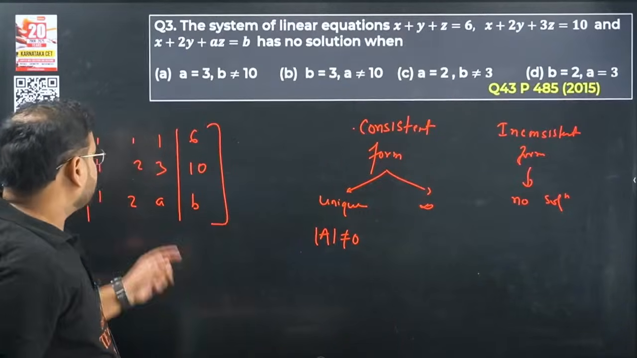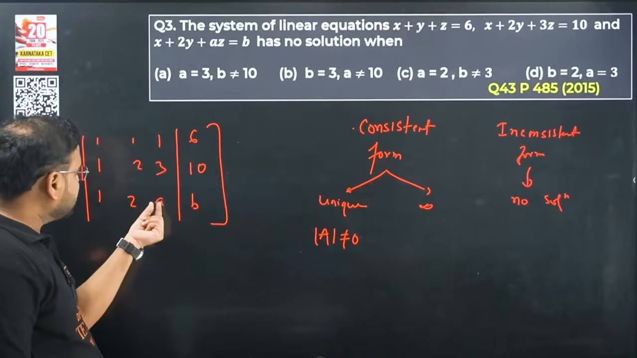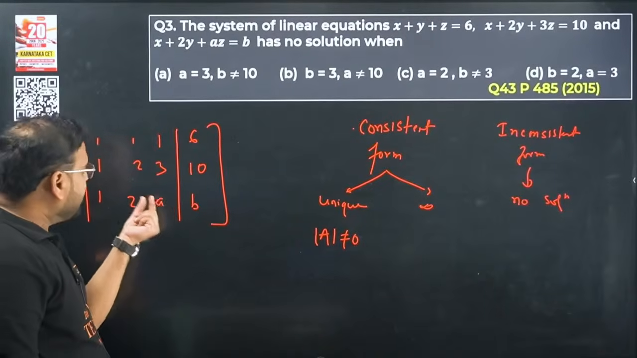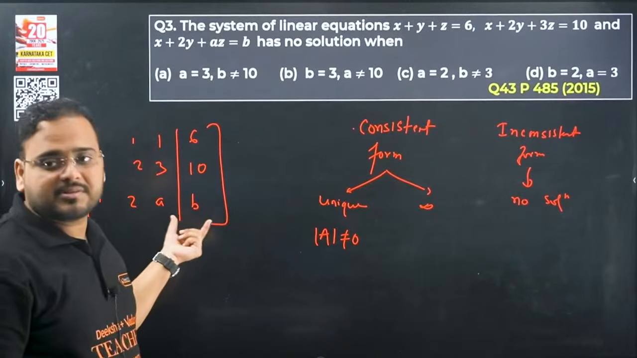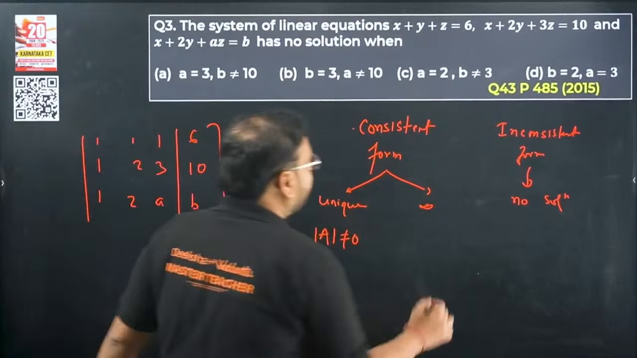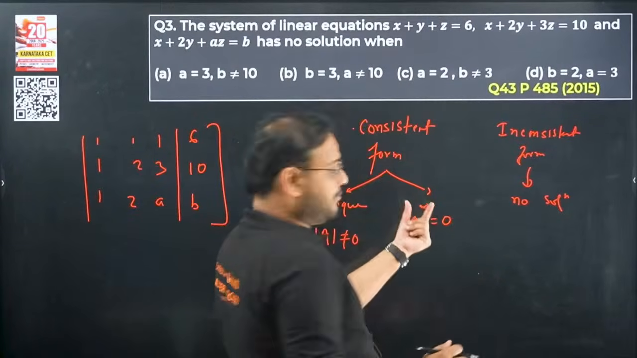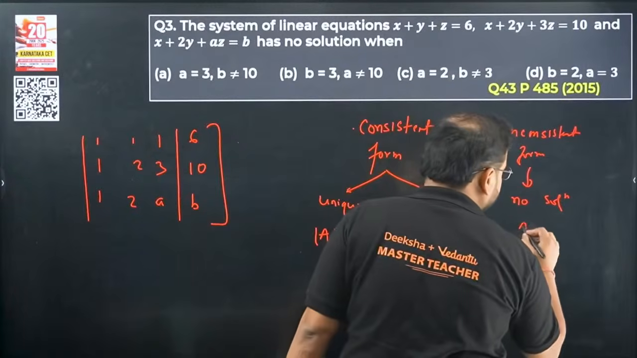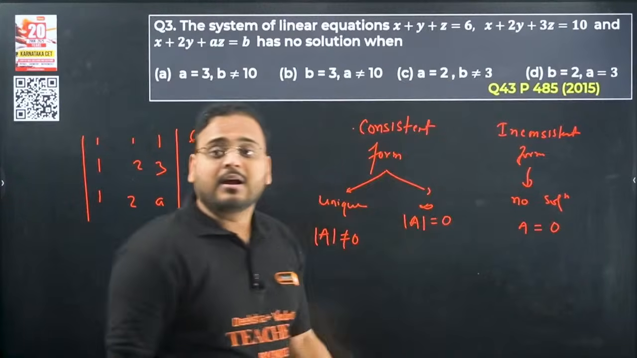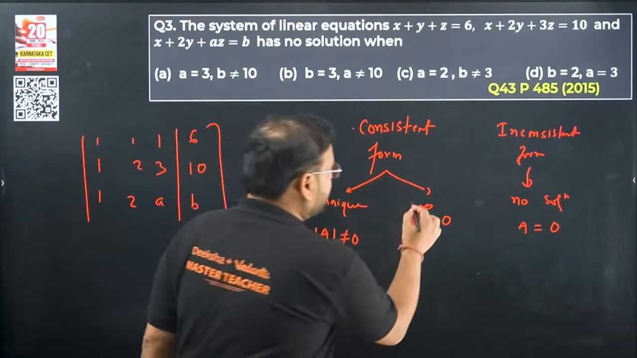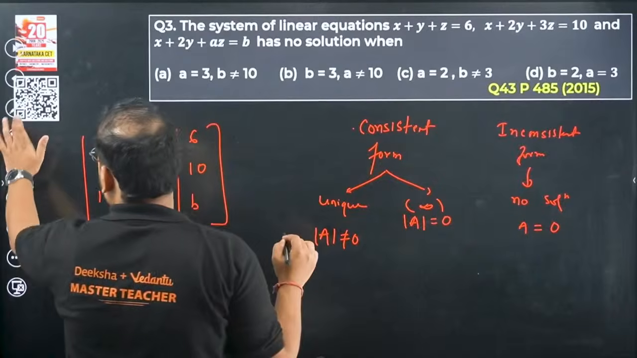Now you check. So first of all, if this value becomes 3, what will happen? This will be a zero matrix. For a consistent form, first thing is the determinant of A should be 0 over here in case of infinite, and for this case also it should be 0 over here. Clear? For infinite solutions, this is infinite. I hope this is clear.